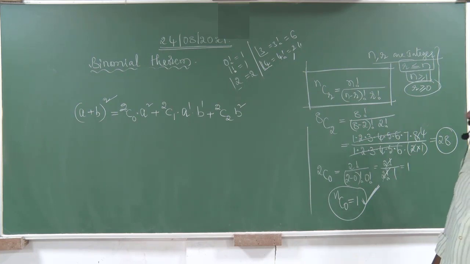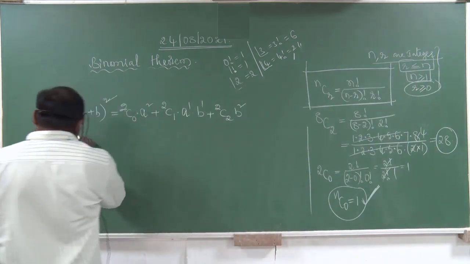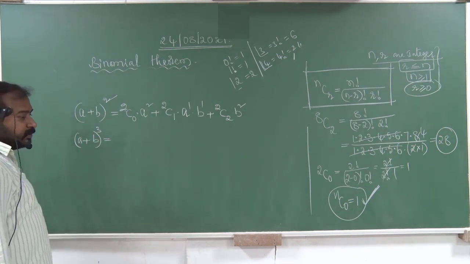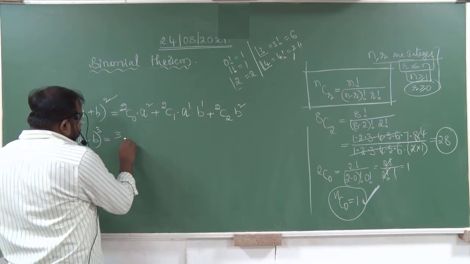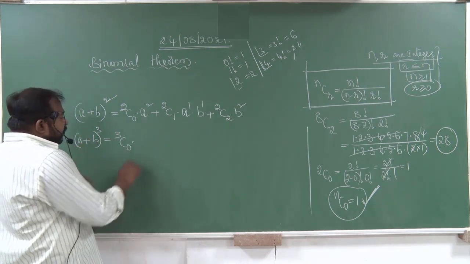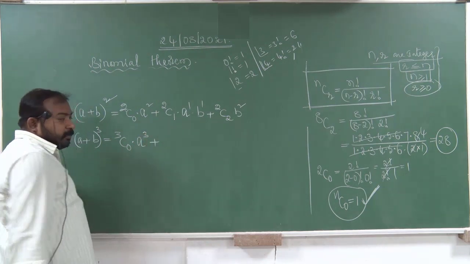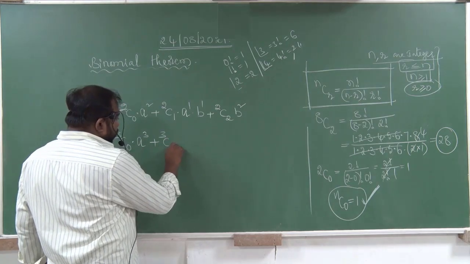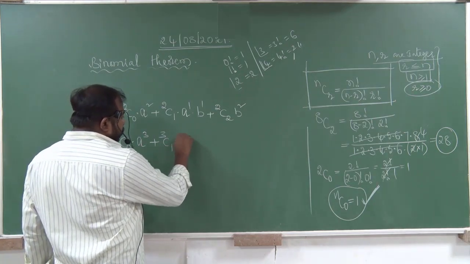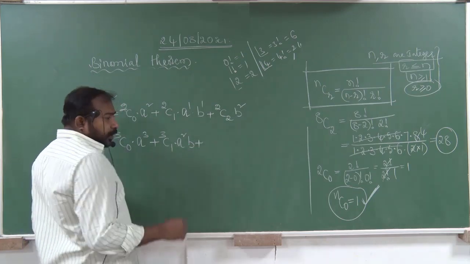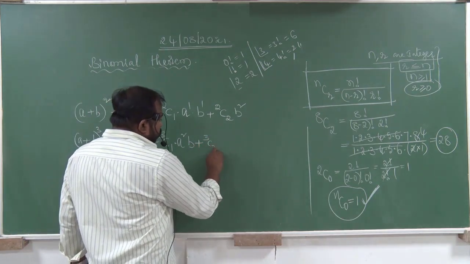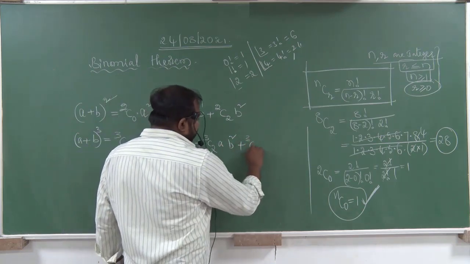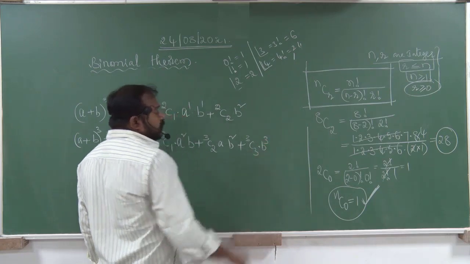Similarly, if you take (a plus b) whole cube, tell me, starting with 3C0 into a cube, the highest power. The first term has the highest power of a. After this, what will you get? 3C1 into a square, so the power reduces by 1 and b will come. Next, guess what is the value? 3C2 into a into b square. What is the last value? 3C3 into b cube.